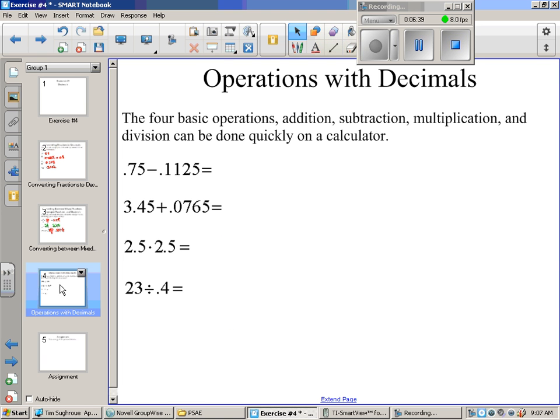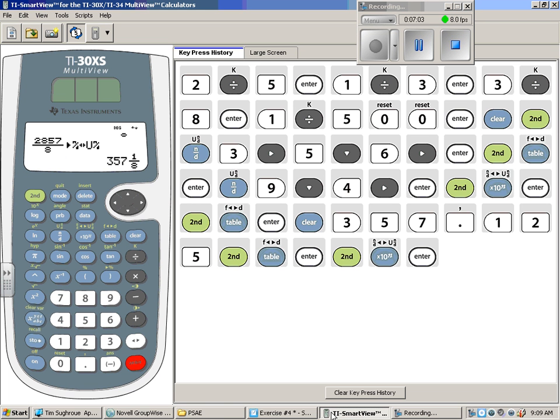Here it is, subtracting some decimals. So 4 basic operations, addition, subtraction, multiplication, divisions, can all be done quickly using your calculator. I'm not even going to do them without a calculator. I want you to get used to doing these using your calculator. I'll give you a second to get them written down, and then we'll go through these 4 problems.